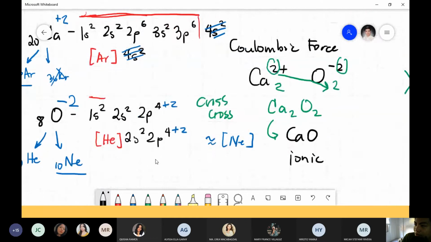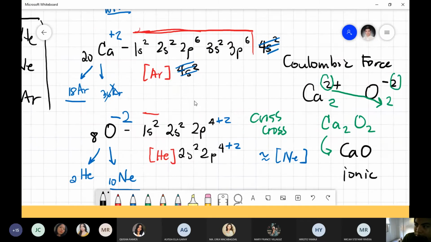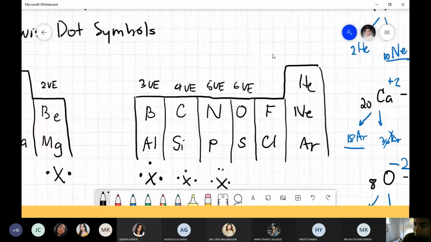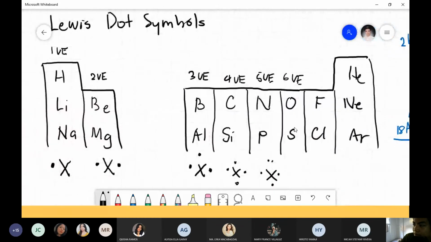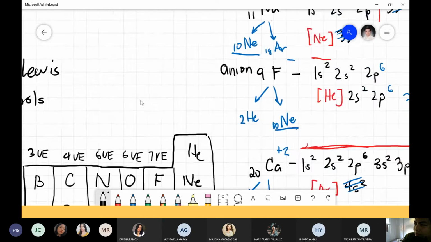Okay, oxygen. So it has 6 valence electrons here. 2 plus 4 is 6, right? Okay, so that means we represent oxygen with 6 dots. Okay, so you write the first 4, 1, 2, 3, 4, and then the other 2 will be paired. And then for fluorine, we have 7 valence electrons that will be represented by 7 dots. Okay, ayan. We have an example for that.